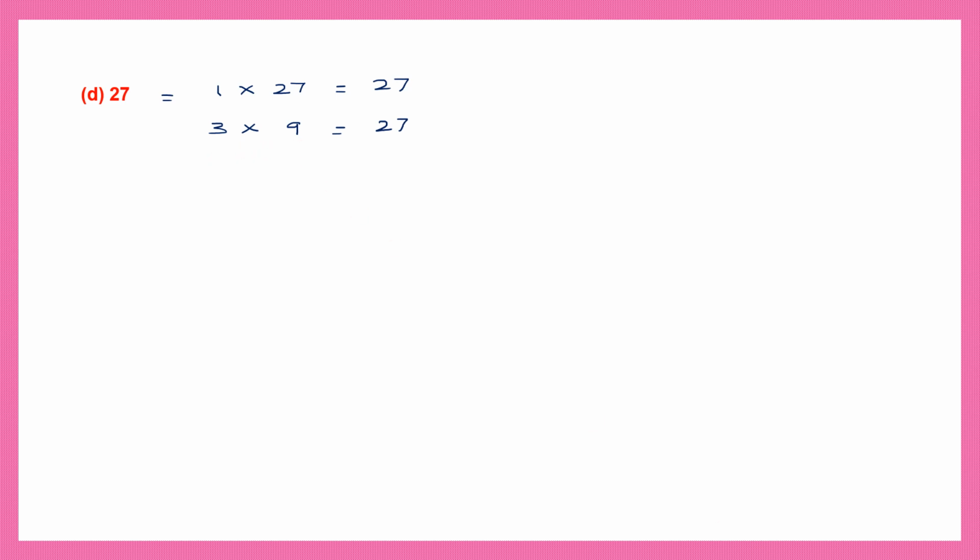So let's write that down in order. So that will be 1, 3, 9 and 27. So the factors of 27 are 1, 3, 9 and 27.